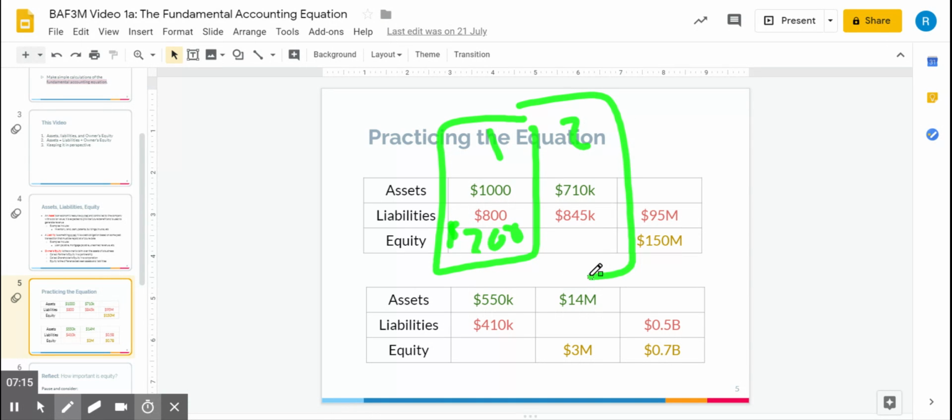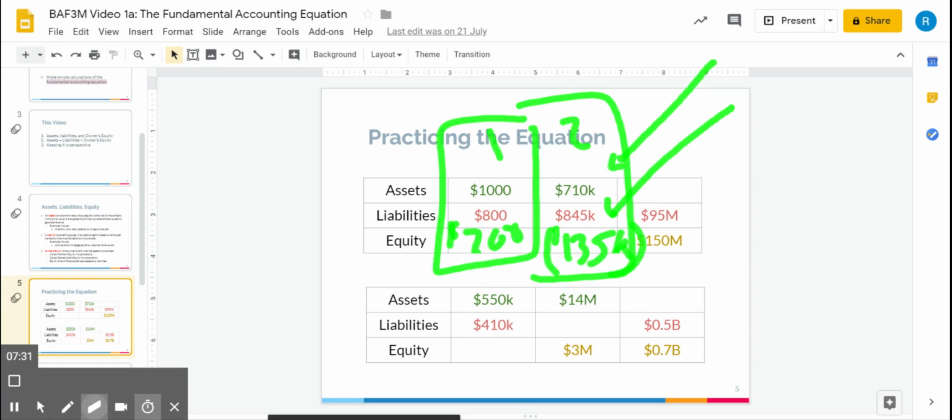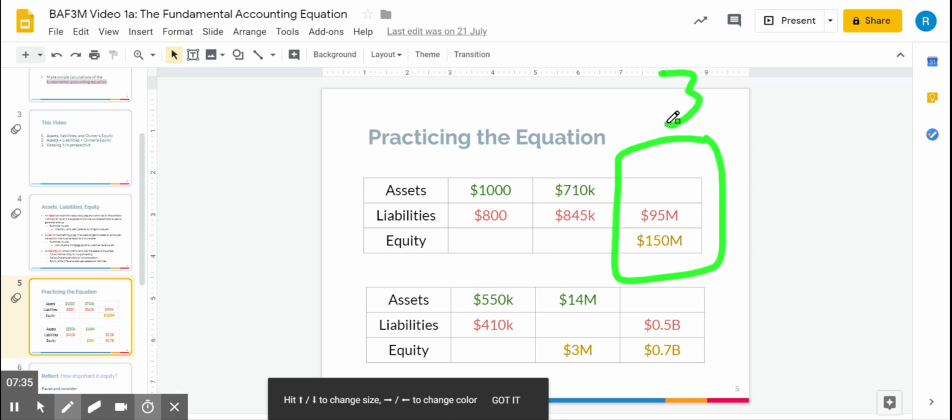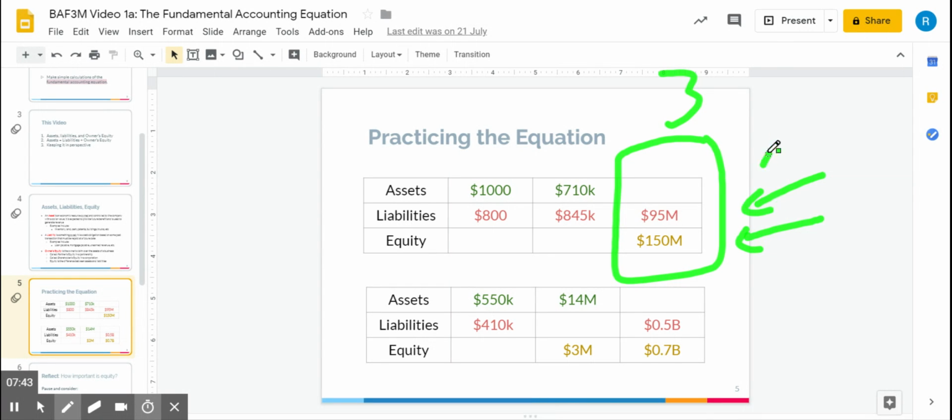Say business 2. Business 2 doesn't look so good. So business 2 has 710K in assets, but look at our liabilities. It's even more, 845K. So here we'd have a negative owner's equity. So our owner's equity is negative $135,000. All right, and then we can look very quickly at business number 3 as a third example. So business number 3, you're told that their owner's equity is $150 million, and this business has $95 million in liabilities. What are the assets?